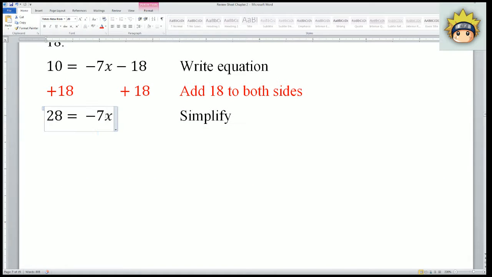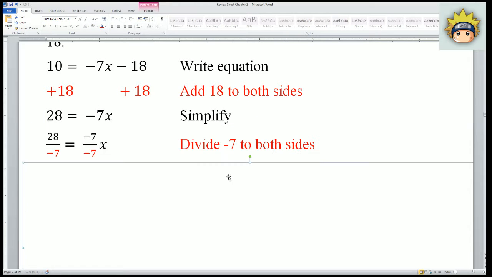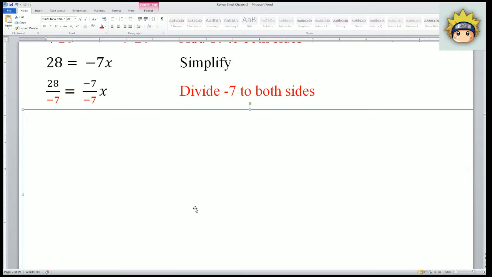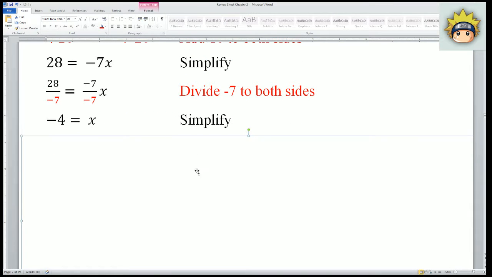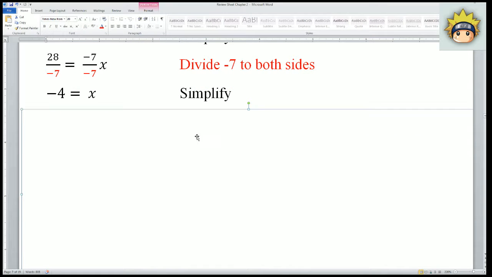Okay, x is still not alone. There is still this multiply by negative 7 that is attached to it. To get rid of multiply by negative 7, what do we have to do? The inverse of multiply by negative 7 is to divide by negative 7. Divide that to both sides. 28 divided by negative 7 becomes negative 4. Right hand side just becomes x. So x equals negative 4.